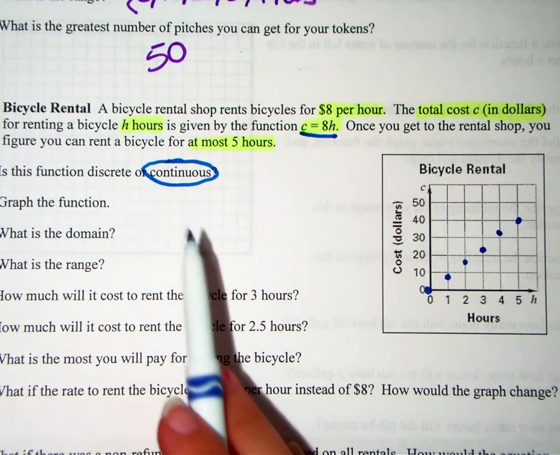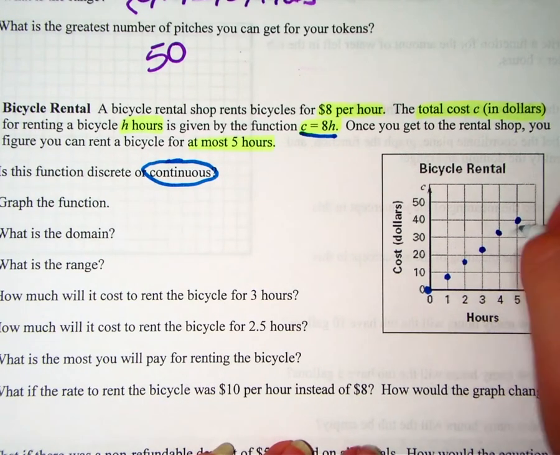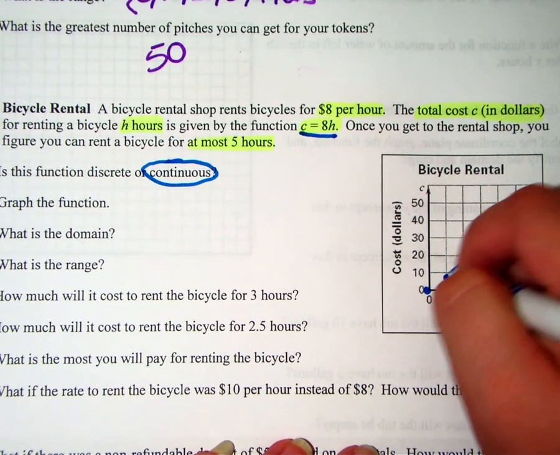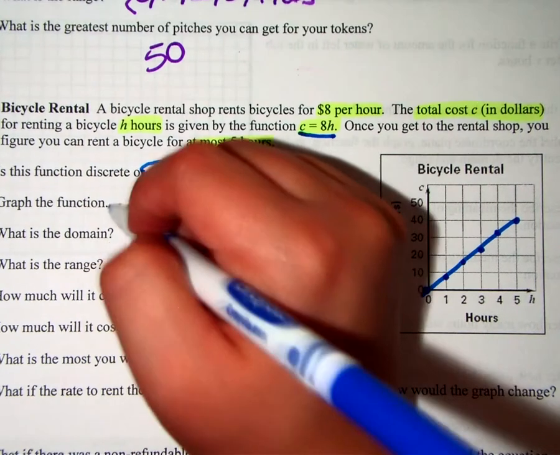Now remember, we said it was continuous, so we need to connect. Good. So do the best you can. Do I put an arrow at the end? If the max I can rent is for 5 hours, no, you can't put an arrow at the end. So we graphed it, we're good.